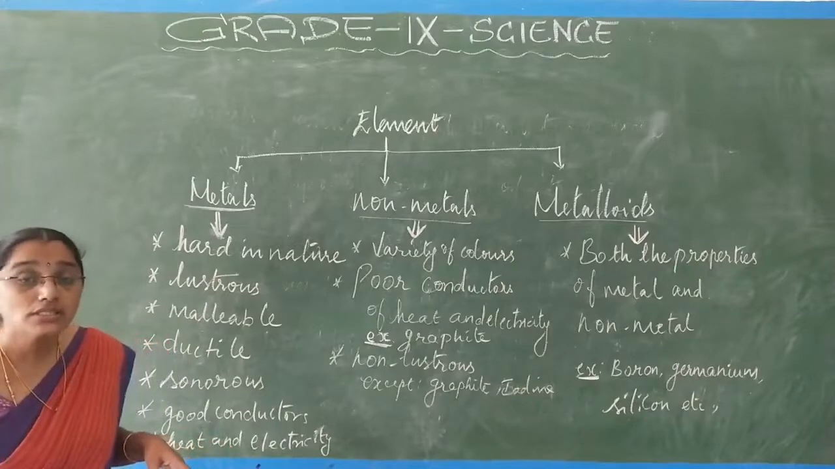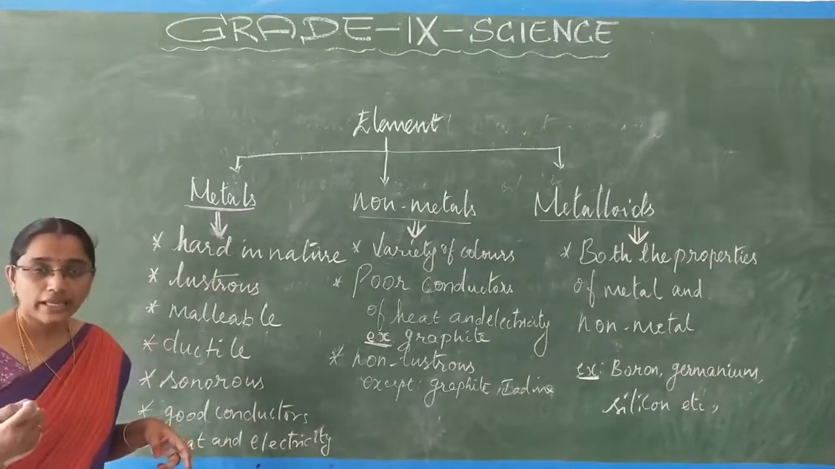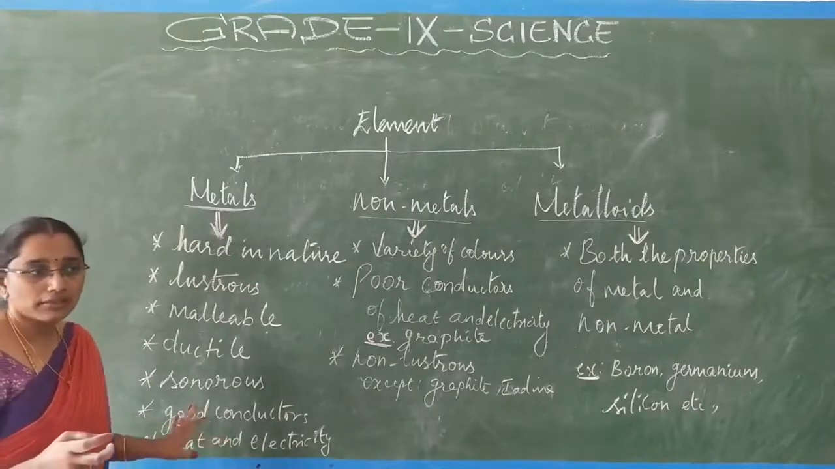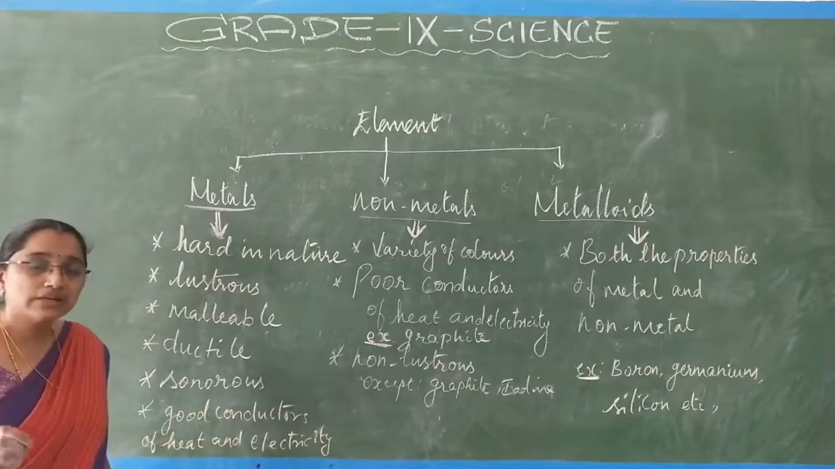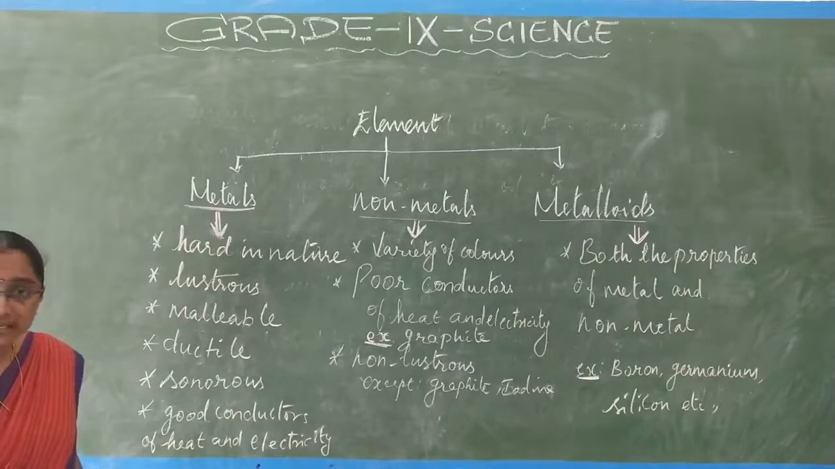And the next one is sonorous. So what is sonorous? A metal on striking produces a ringing sound. So we call this the nature of sonority, because these metals have the nature to produce the ringing sound. So metals are sonorous in nature.